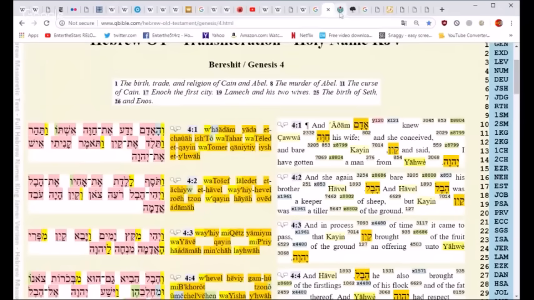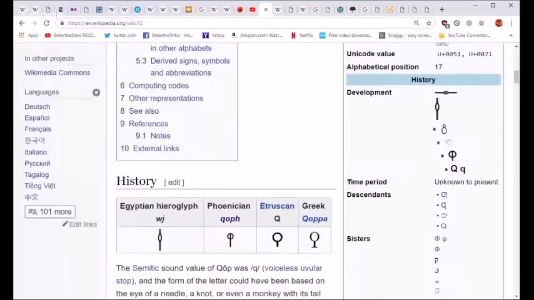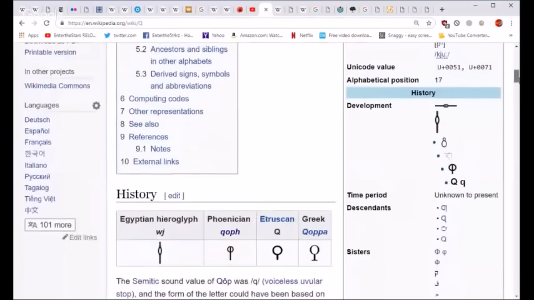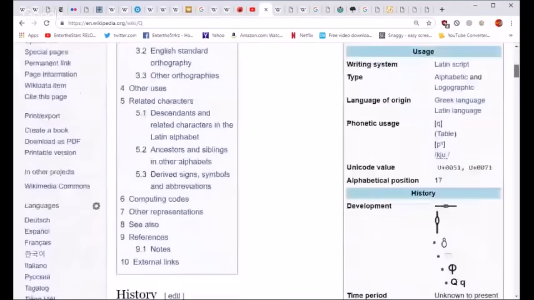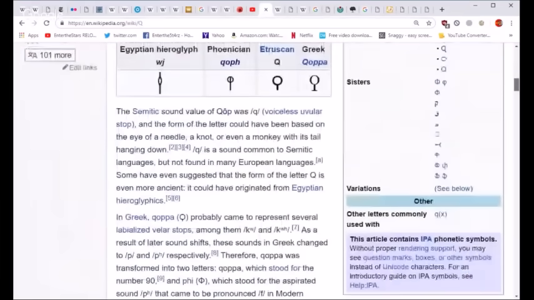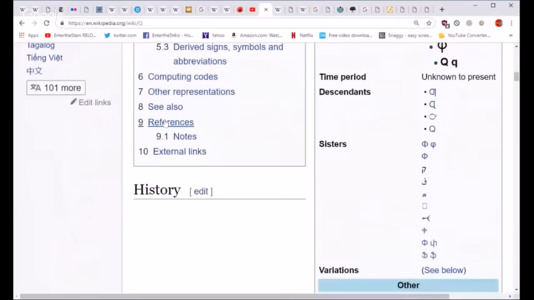You can't probably see that on your screen, but we're going to dig into this particular letter. Now, when you look here, this is actually the history of the letter Q. And I'm going to verify all this information. We're not going to use Wikipedia as our only source. But we're going to check the footnotes that are in here and the sources. And this goes back all the way to ancient Egypt. Here's the ancient hieroglyph.